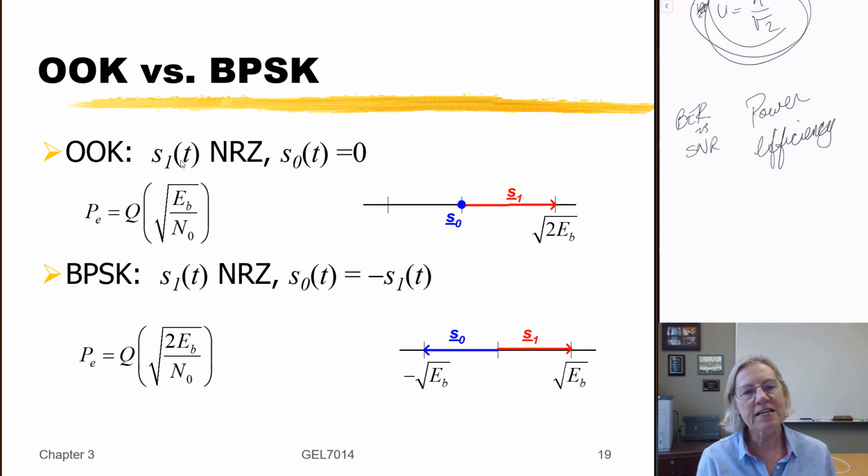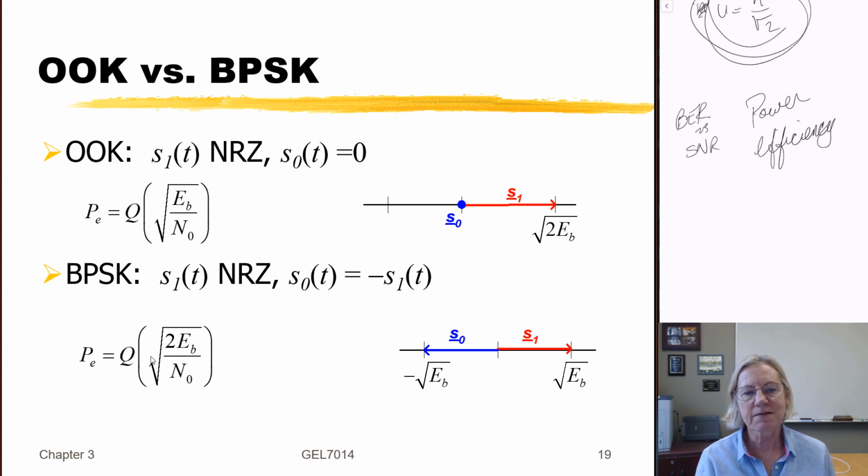So on-off keying, S1 of t is a non-return to 0 signal. S0 is just sending nothing. And so if we look in signal space, this would be the signal space representation with these vectors. And we've found the probability of error for this system is the square root of Eb over N0.